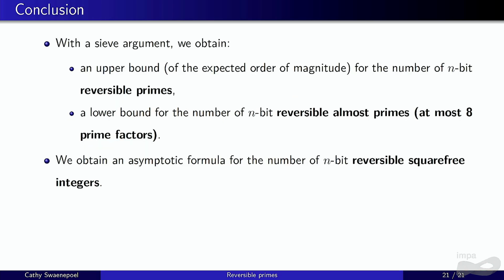Okay, so to conclude, with a sieve argument, we obtain first an upper bound, which is good because it has the expected order of magnitude for the number of n-bit reversible primes, so theta of n. We obtain a lower bound for the number of n-bit reversible almost primes, where here almost primes means with at most 8 prime factors. And we obtain an asymptotic formula for the number of n-bit reversible square-free integers.